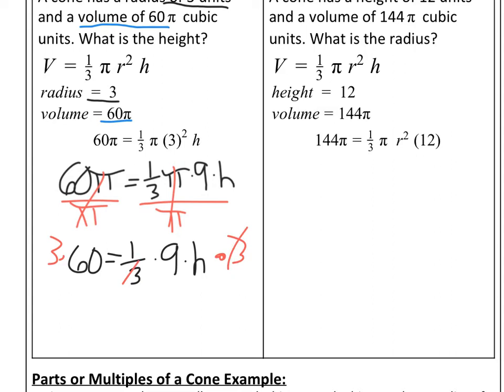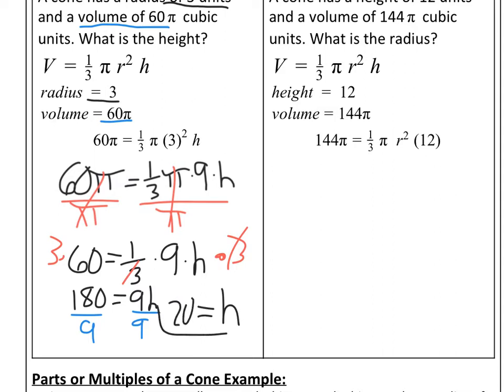And 3 times 60 is going to be 180 equals 9h. Then all we have to do is divide by 9 and divide by 9, and that'll give us a height of 180 divided by 9, which is 20. So we found our height, h equals 20.